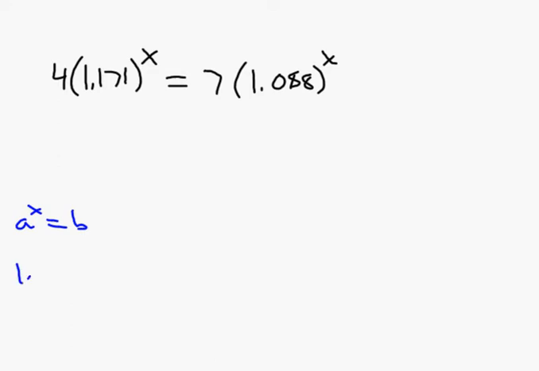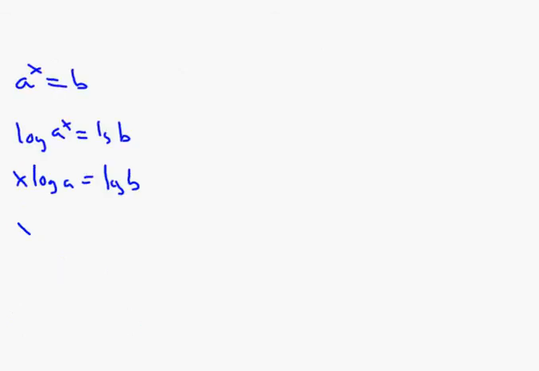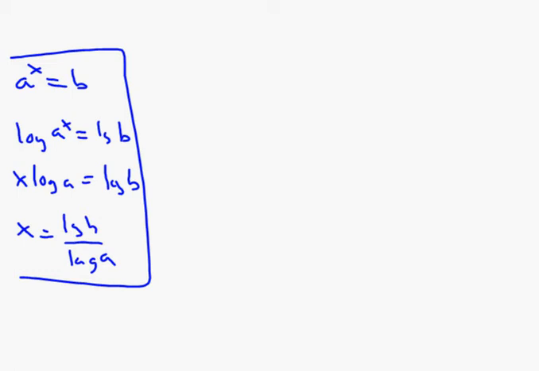I could take the log of both sides, log of a to the x equals the log of b, and then I could bring the x down in front. I get x times log a equals log b, which just means that x equals the log of b over the log of a. And that's a very popular way to solve equations all through Algebra 2, right? And in your basic course on exponential functions, you do that.